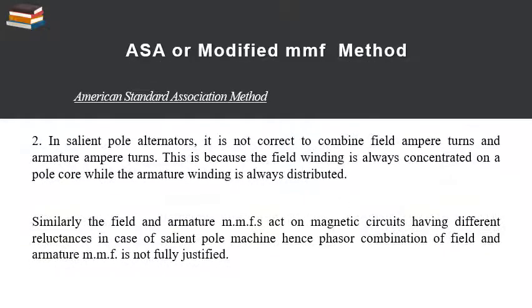And second, in salient pole alternators, it is not correct to combine field ampere turns and armature ampere turns. This is because the field winding is always concentrated on the pole core while the armature winding is always distributed.